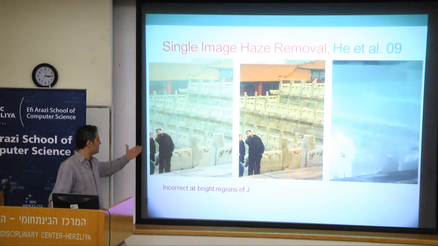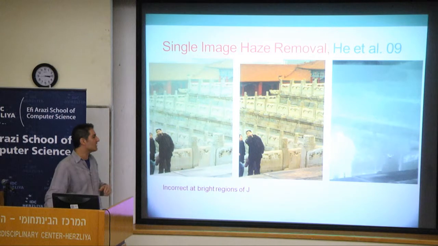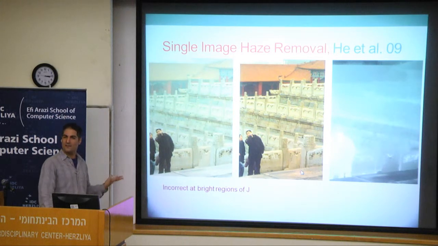So this is high transmission. These people are close to us. But this object, which is closer to them, appears to have probably the lowest transmission in the scene, which we know is wrong. Nevertheless, the image does look pretty good.